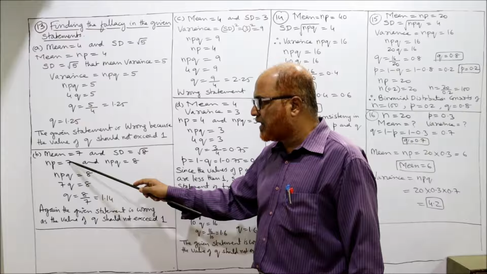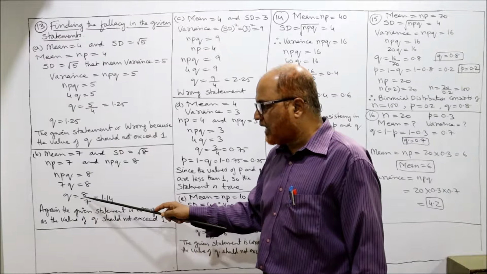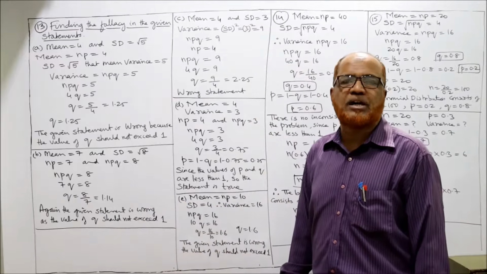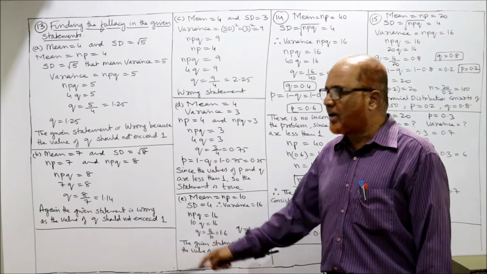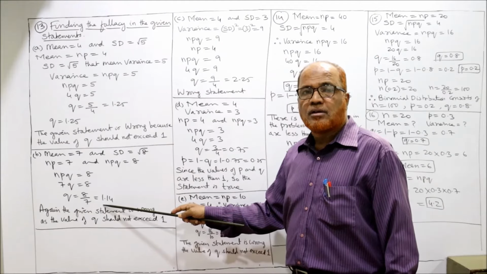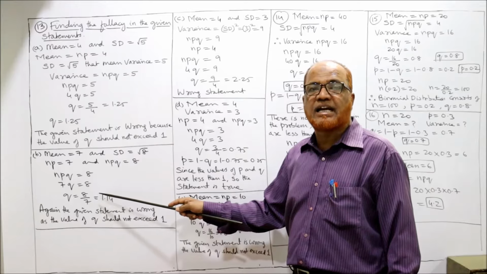So in place of NP I am writing 7. 7Q is equal to 8. Q is equal to 8 divided by 7, 1.14. Again the statement is wrong because the value of Q is exceeding 1. Same just like the first statement. The given statement is false because the value of Q is exceeding 1.